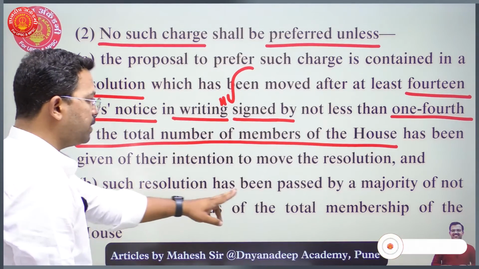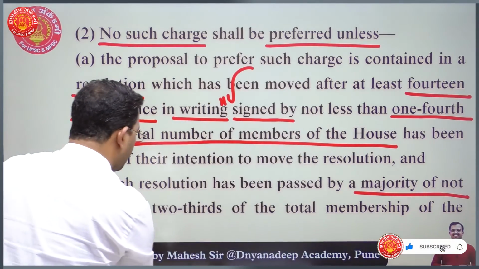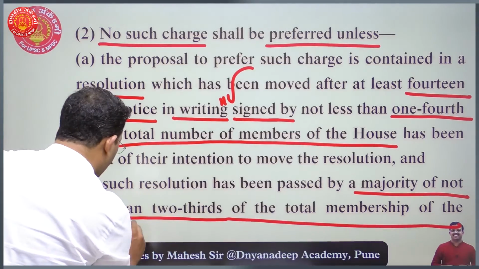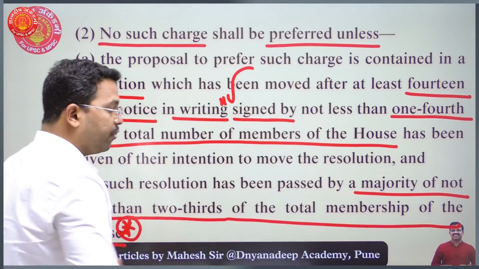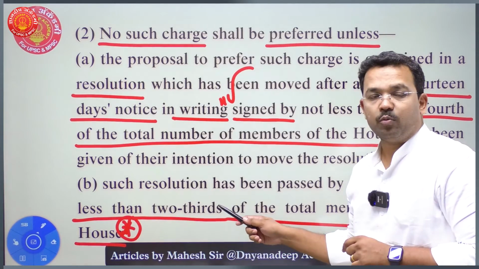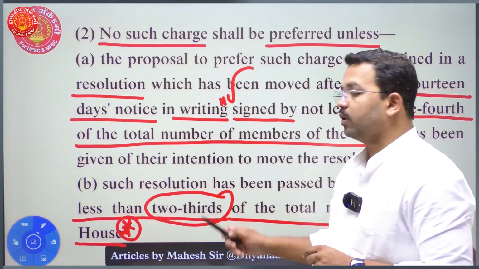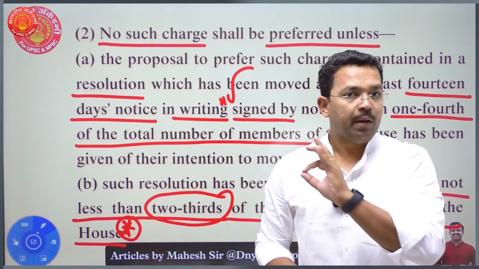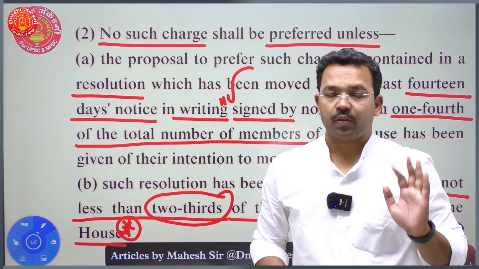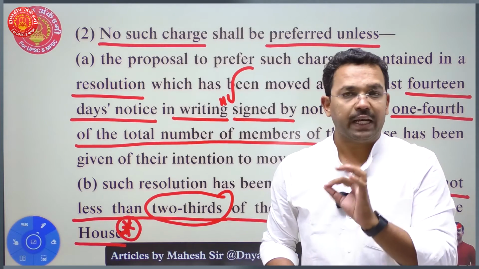Such resolution has been passed by a majority of not less than two-thirds of the total membership of the house. See, this is a very different kind of majority. You might read it in a hurry and feel that since the word two-thirds is there, this is a special majority. No, I repeat once again, the president is not removed by special majority. For the president, the majority used is very unique, very different.